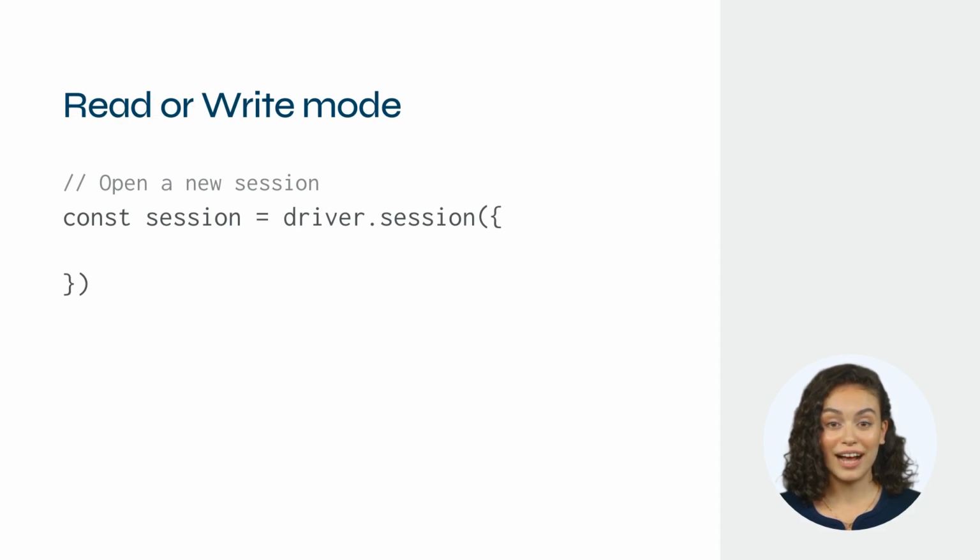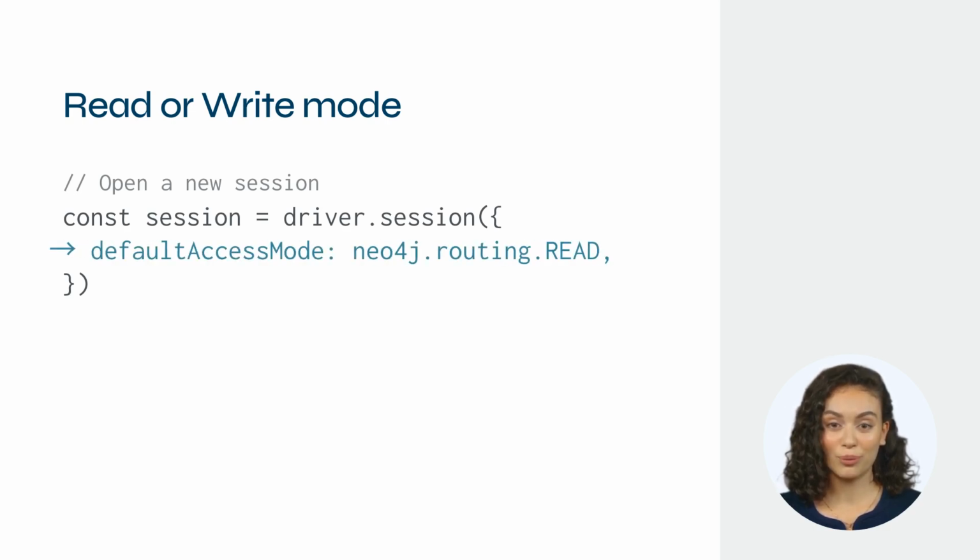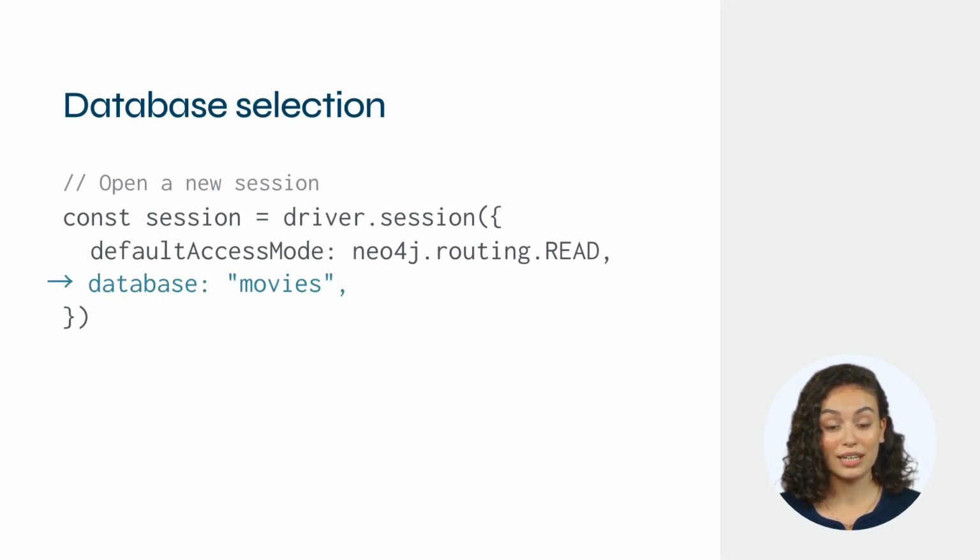Sessions have a default access mode of write, routing queries to the leader in the cluster, but you can override this at a session level by setting the default access mode during instantiation. This mode is also overwritten by the individual transaction calls. In a multi-database environment, you can also specify a database for the duration of the session. This defaults to the user's home database as defined in neo4j.conf, usually neo4j.